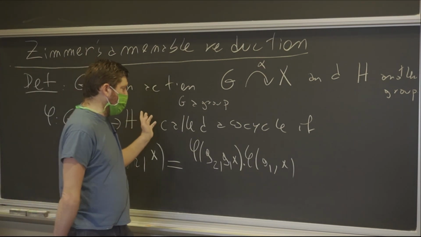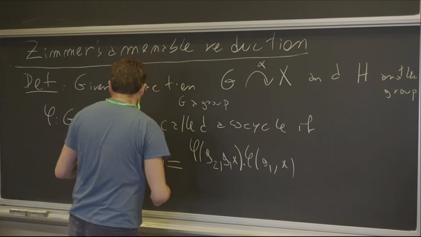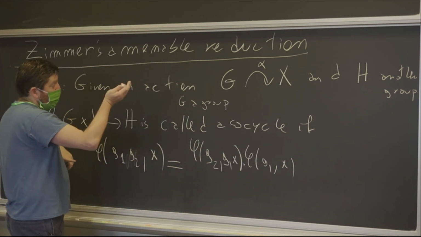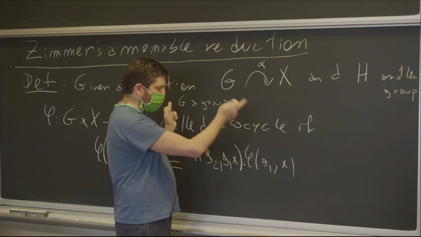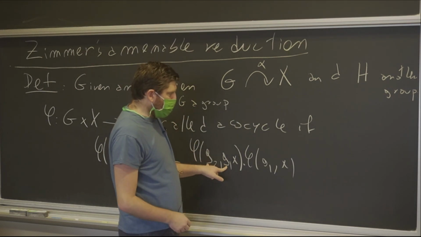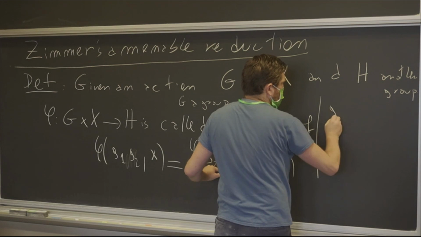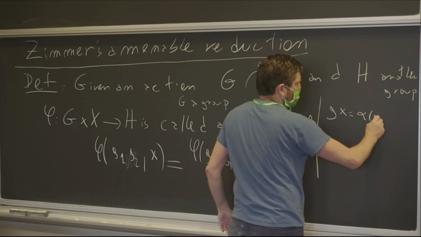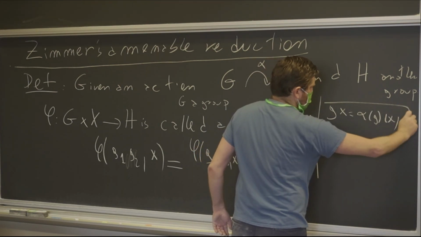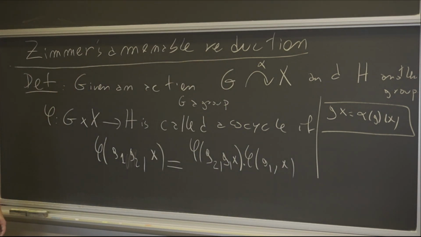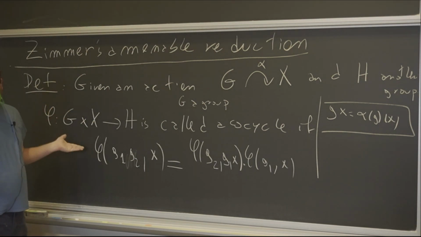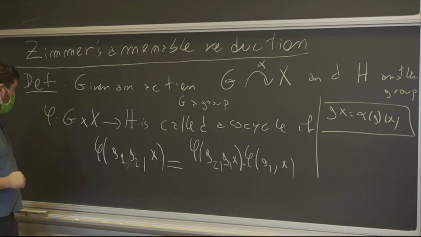Sometimes you can define left cocycle, right cocycle, which depends on whether you have a right action or left action, which has to do with how you multiply and how the action works. And I'm using the notation Gx is alpha G of X. This is typically standard so that you can forget about the alpha. And that's a cocycle, and we call it measurable if it is measurable.